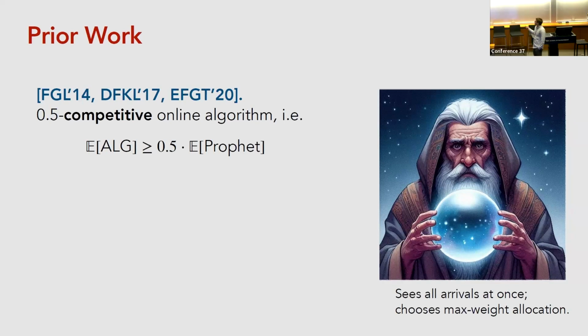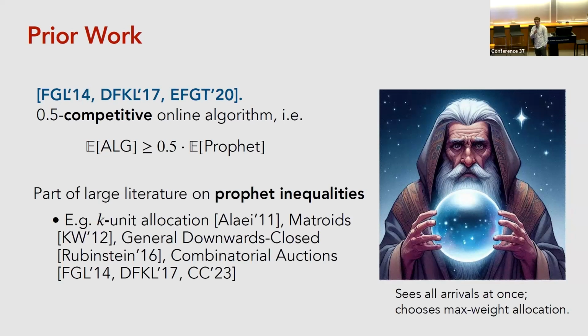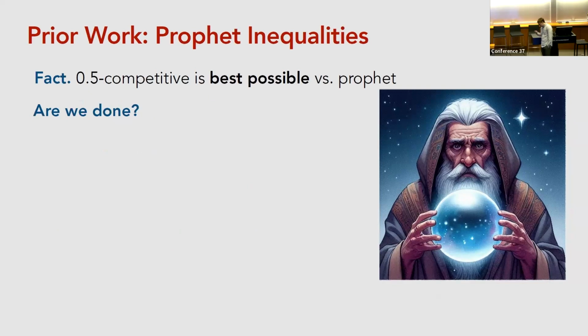And this is, I would say, a very dominant paradigm of analyzing online algorithms. It's part of a very large literature that's important to the EC community, and many sorts of feasibility constraints are considered. One fact too is that by a standard example in this problem I just mentioned, you cannot get better than 1/2 against this prophet benchmark.